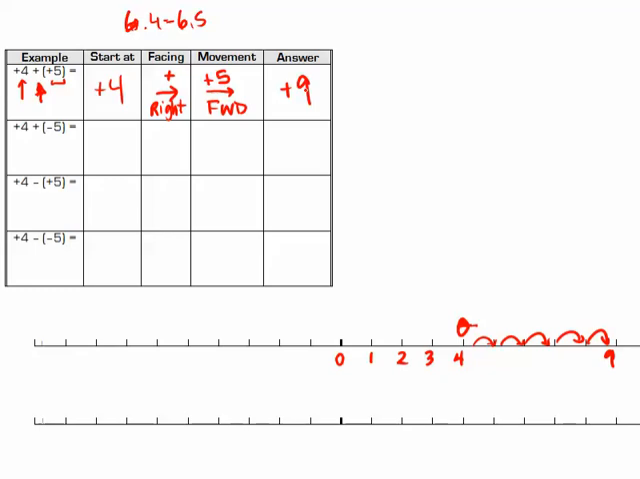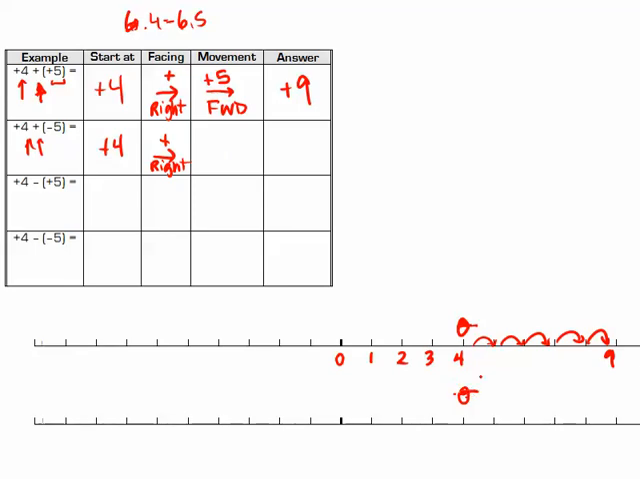Let's look at the second example now, plus 4 plus negative 5. The first number always tells us what we're starting at. So we're starting at positive 4 again, and Bob will be drawn at positive 4. The second sign indicates which direction he wants to move. In this case, he wants to move to the right. Not forward, sorry, to the right. So I'm going to face his hat to the right again.